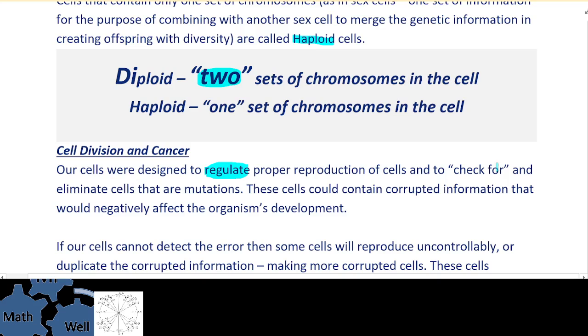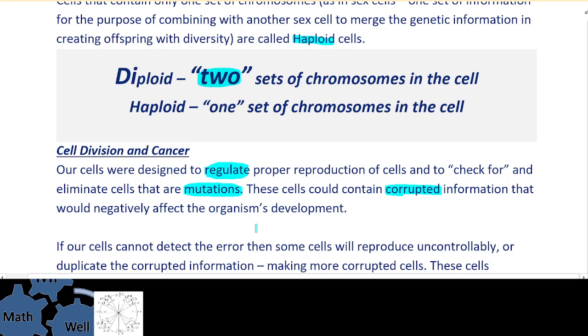It checks for and eliminates cells that are mutations. Okay? So the cell is designed to pick out things that are not quite right and to eliminate those cells that are either damaged or contain bad DNA or that are not passing the test at certain stages. These cells would contain corrupted information in the DNA that would negatively affect the organism's development.